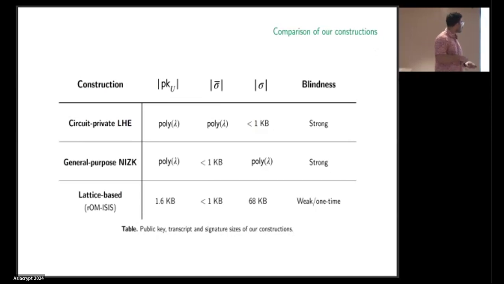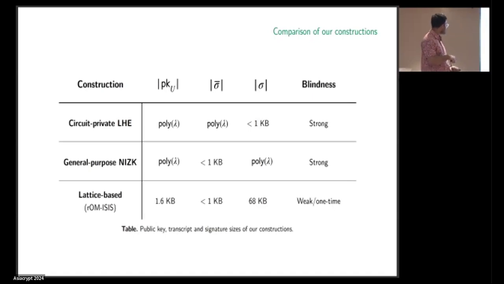This table also summarizes the contributions. This is the construction that I just discussed. It has optimal size because the final signature is just an actual plain signature. This is the construction that I discussed before that.